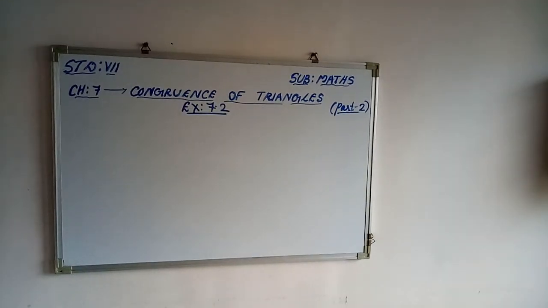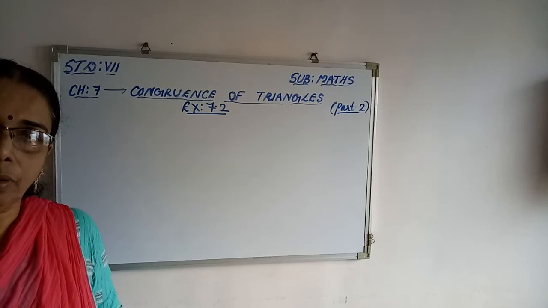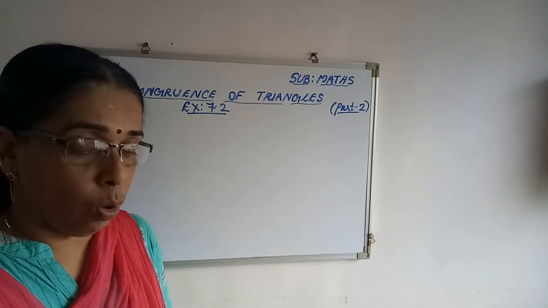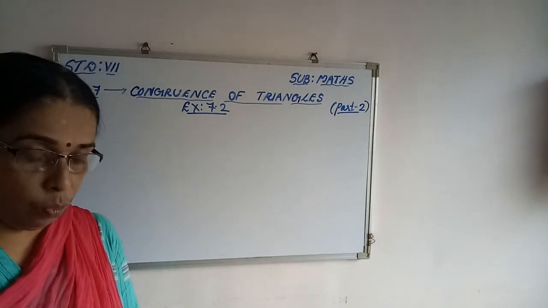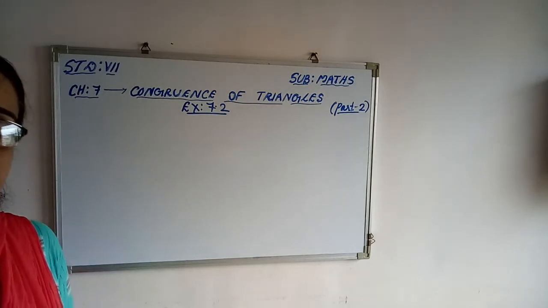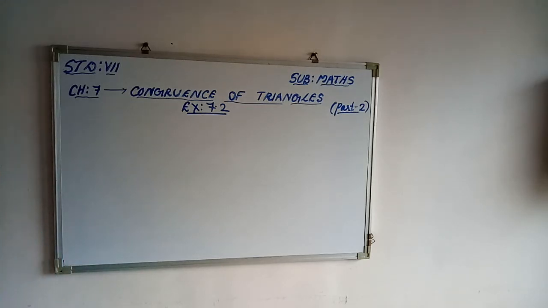Exercise 7.2. The first question I will explain so that you can do it in your notebook. Which congruence criterion do you use in the following? There are 4 questions given. You have to decide which congruence criterion to use. See here, the first one: given AC is equal to DF, AB is equal to DE, BC is equal to EF. That means in the two triangles ABC and DEF, all 3 sides are equal. Then which criterion? You know that it is the SSS Congruence Criterion.